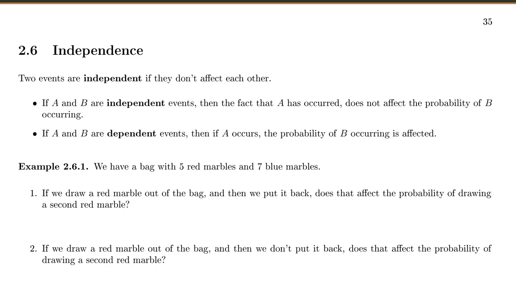In this section, we'll talk about independence. Two events are independent if they don't affect each other. So if A and B are independent events, then the fact that A has occurred will not affect the probability of B occurring. So again, they just don't affect each other at all if they're independent. But if A and B are dependent, then if A occurs, that will affect the probability of B occurring.